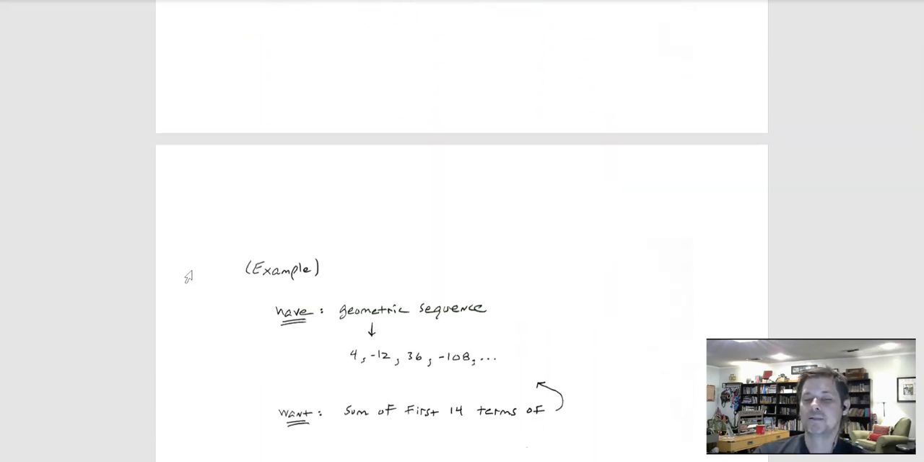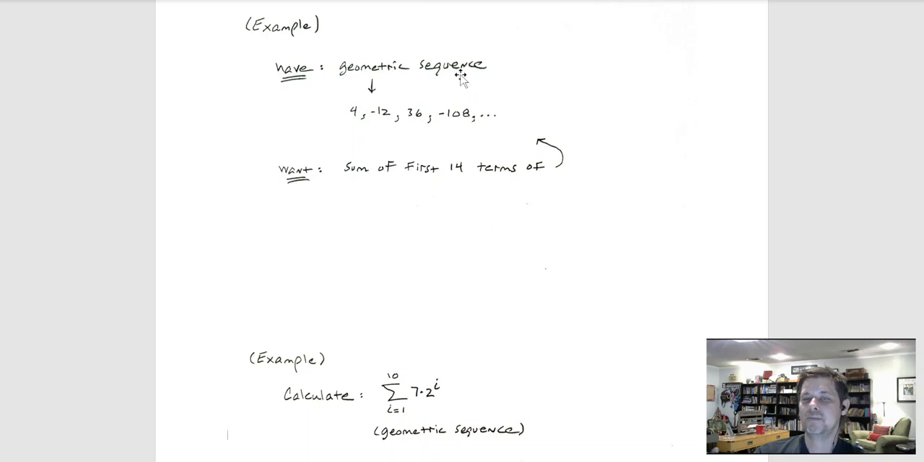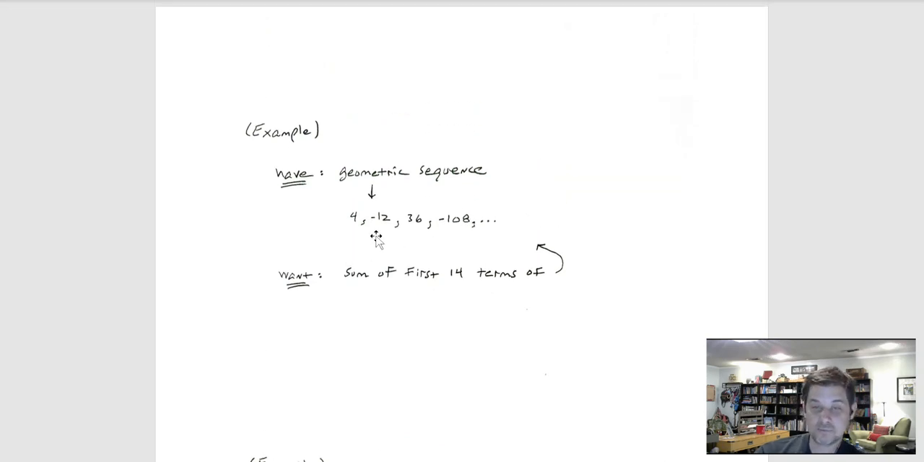All right, let's look at another one. Here we have a geometric sequence: 4, then negative 12, then 36, then negative 108. What's the sum of the first 14 terms of that? It's like saying I don't know what the 14th term is, I haven't figured it out yet, but there is a 14th term. What's 4 plus negative 12 plus 36 plus negative 108? Keep going all the way to the 14th term, and you add them all together. That's what sum means, what you get when you add stuff together.